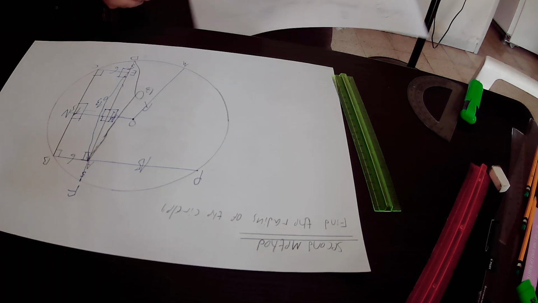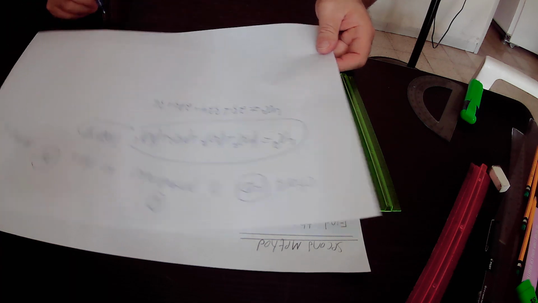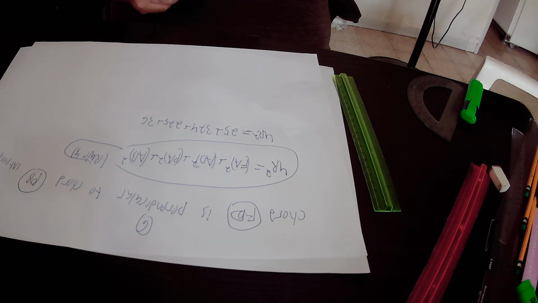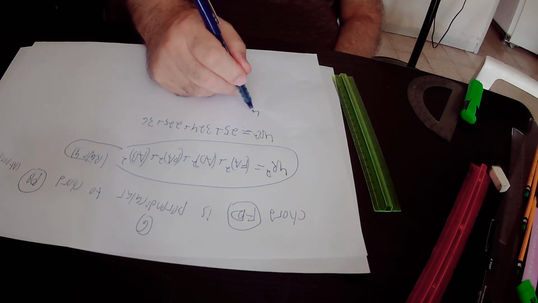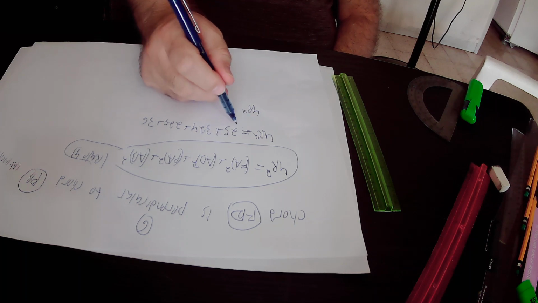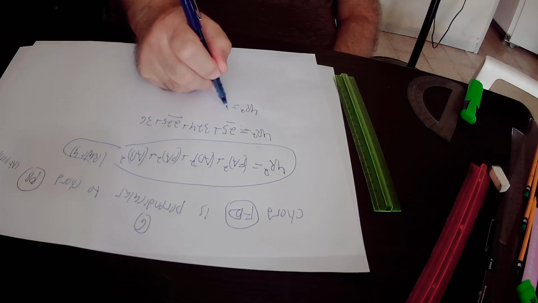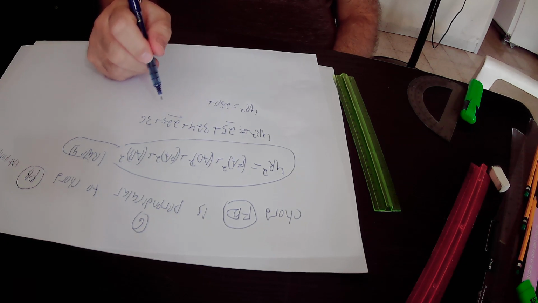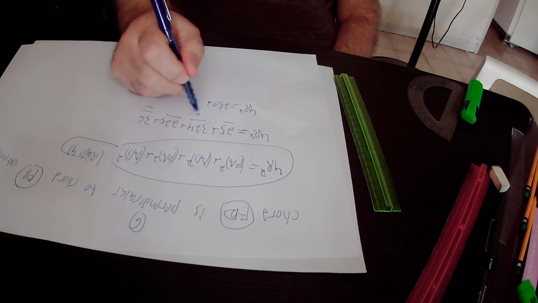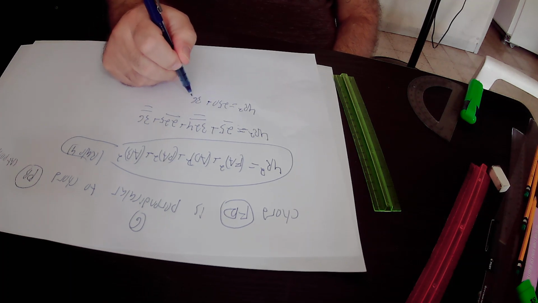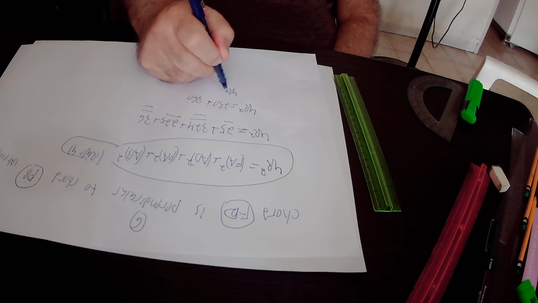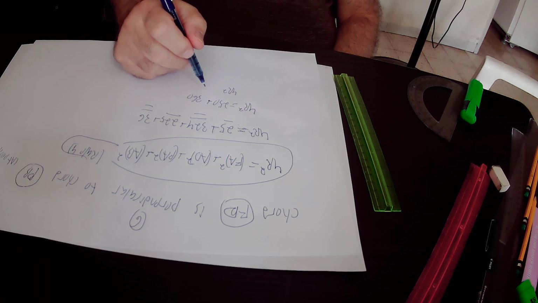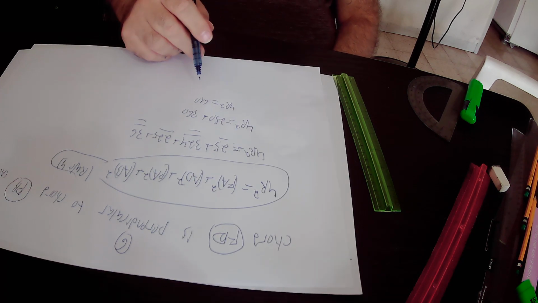So in conclusion, according to rule number 4, 4R square equals 25 plus 324 plus 225 plus 36. So 4R square equals 25 plus 225 is 250, and 36 plus 324 is 360. So 4R square equals 250 plus 360 is 610. So we found that 4R square equals 610.